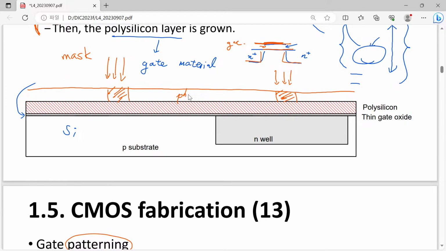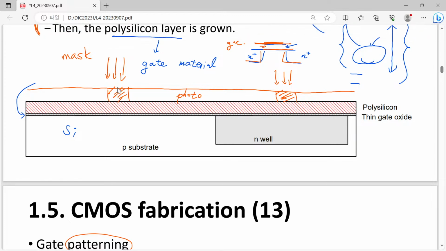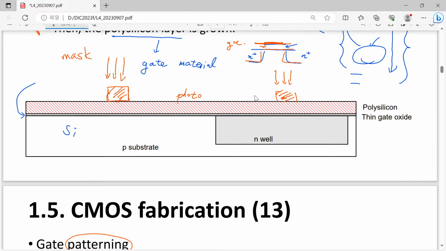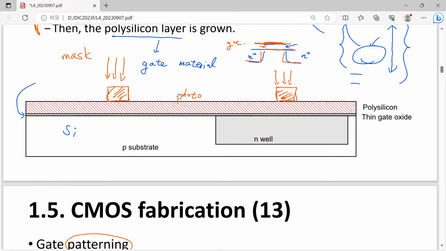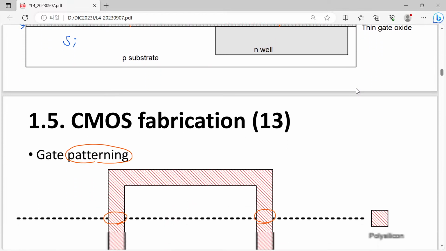This one is unexposed and this is exposed, and they have different properties. So this exposed one can be easily stripped. So now we have remaining photoresist here and there. After that, we introduce another etchant to etch this polysilicon. Then what will happen? This polysilicon is now gone, and also this one, and this one. Yes, then we will have the pattern.